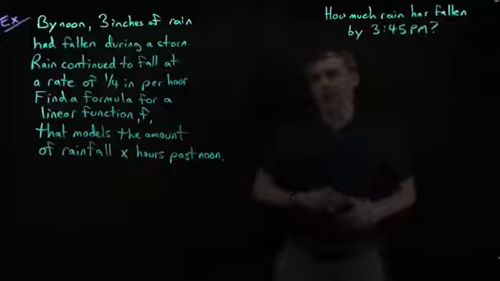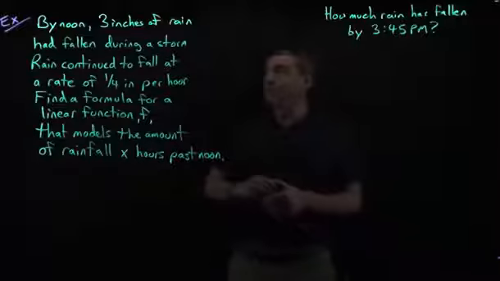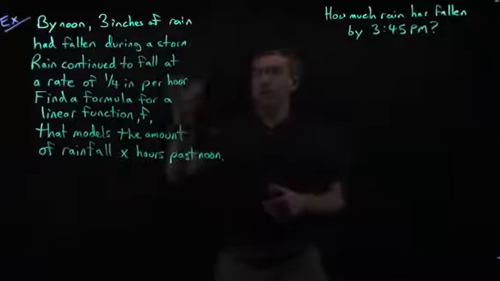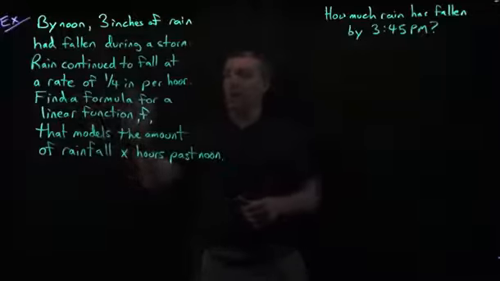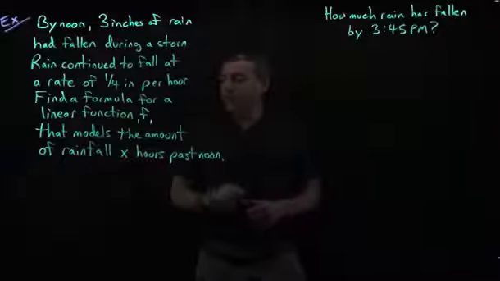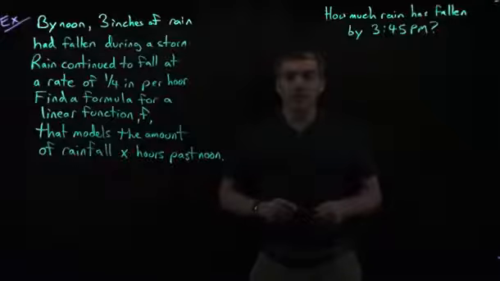I'd like to do an example with linear functions. So let's look at this situation. By noon, 3 inches of rain had fallen during a storm. Rain continued to fall at a rate of 1/4 inch per hour. Find a formula for the linear function f that models the amount of rainfall x hours past noon.